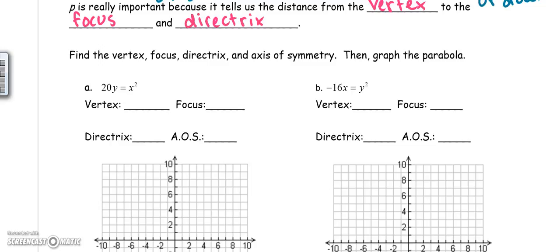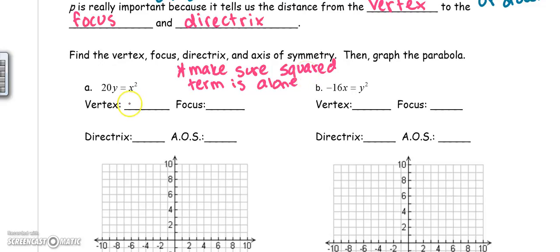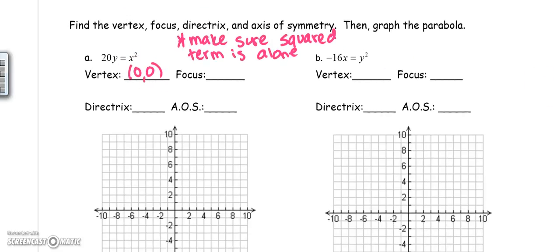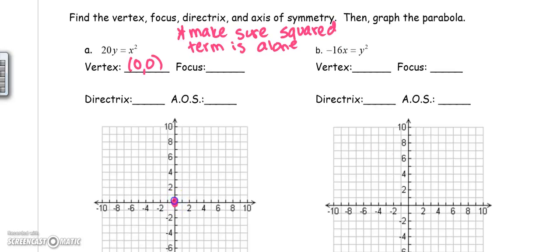So the first thing you always want to do is make sure that the squared term is by itself. So if we look at a, x squared is by itself, so that's great. Now, first thing we want to do is find the vertex. The vertex is (h, k). In this equation, there's no h or k. So that means the vertex is at (0, 0). I'm going to go ahead and put that on our graph right away.